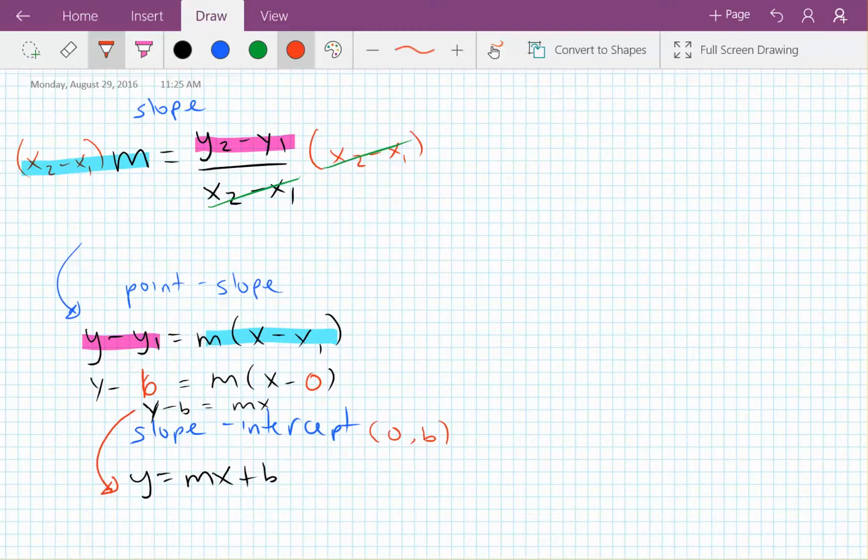Okay, y equals mx plus b is not some magical, mystical formula. Where did they get that? Where did it come from? It comes directly from point slope, which came directly from slope.